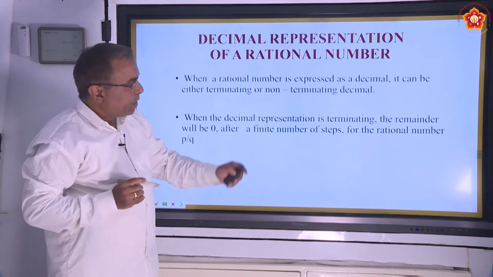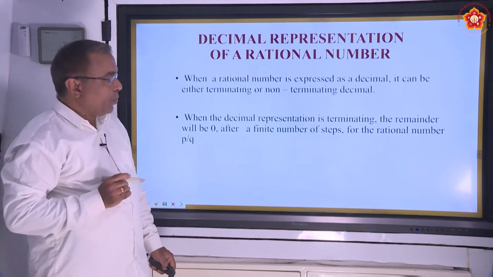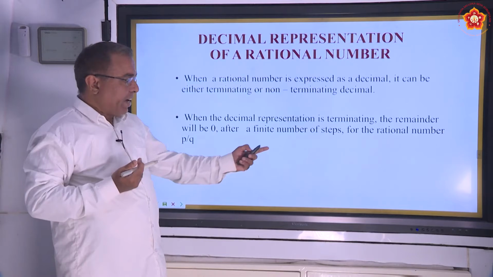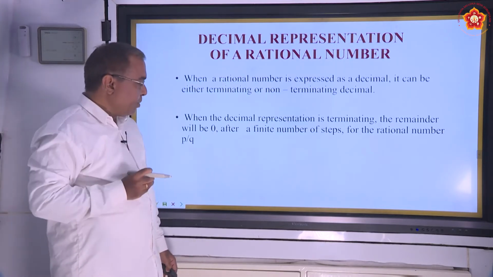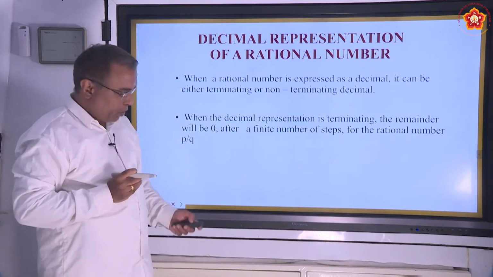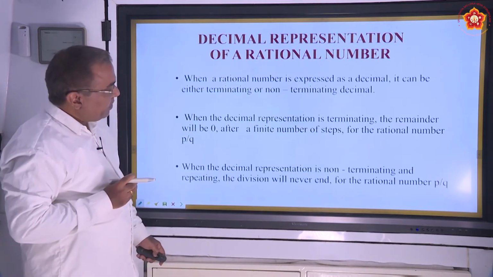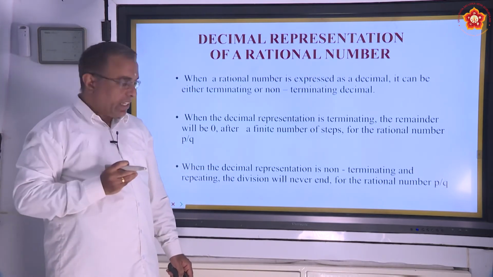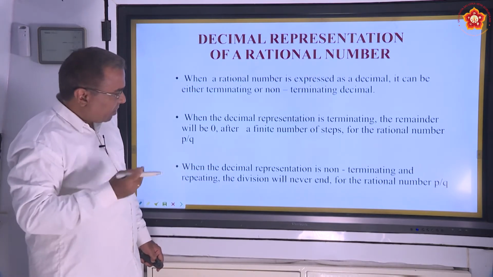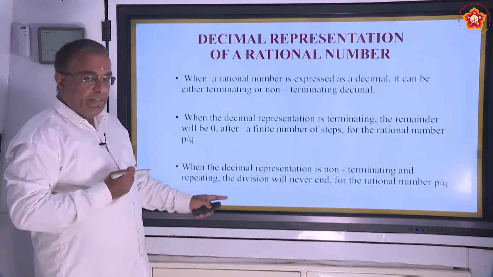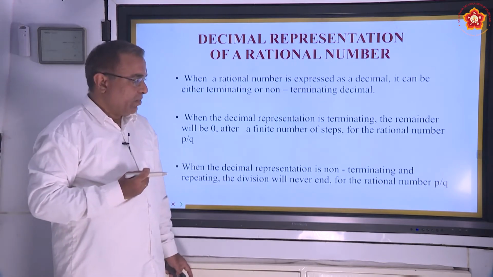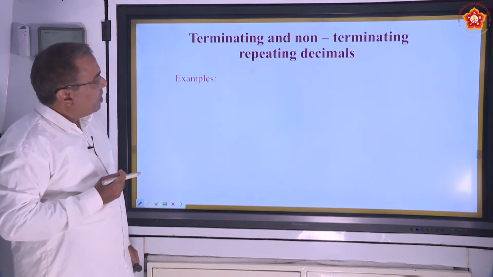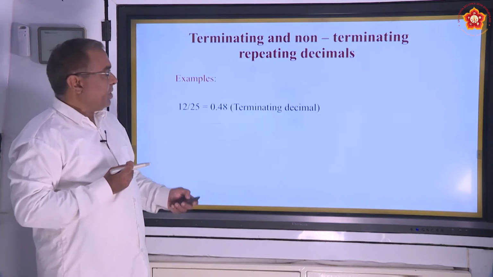Now, when the decimal representation is terminating, it means what? The remainder will become 0 after a finite number of steps for that rational number p by q. Suppose it is non-terminating, which means it continues endlessly and the digits repeat again and again, the division will never end for that rational number p by q. Let us consider some examples.